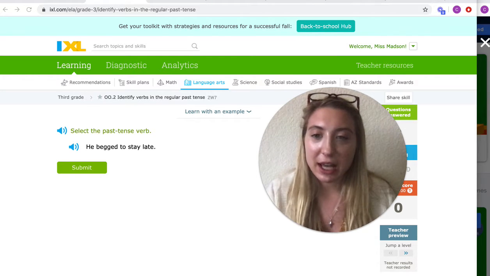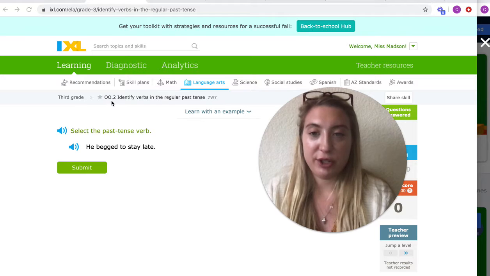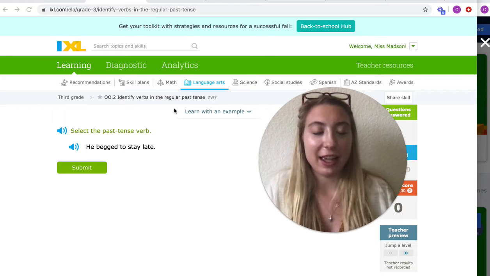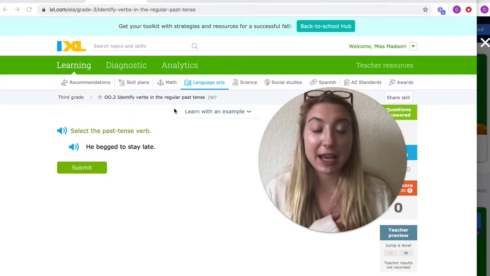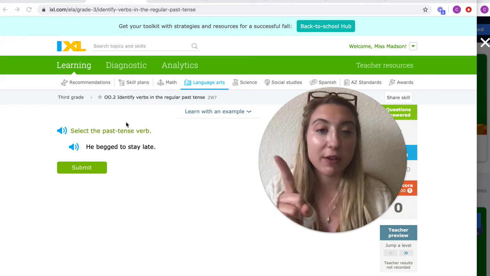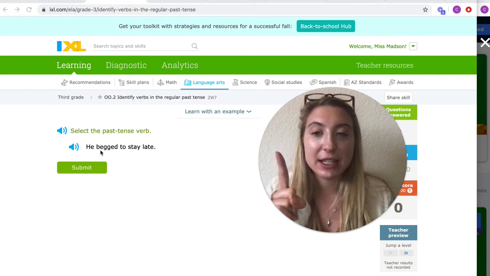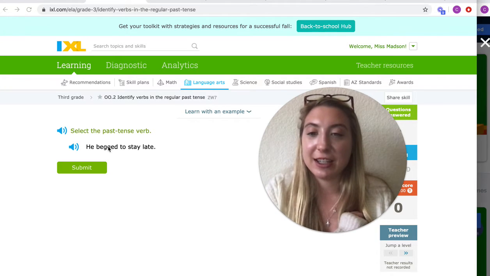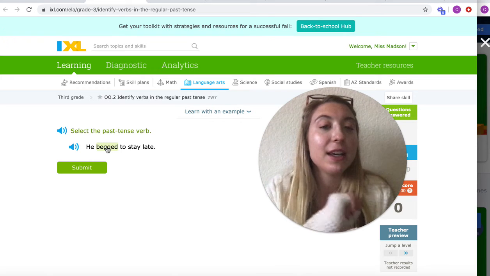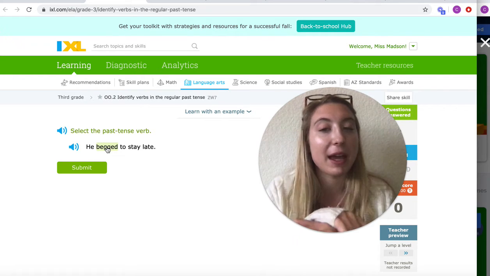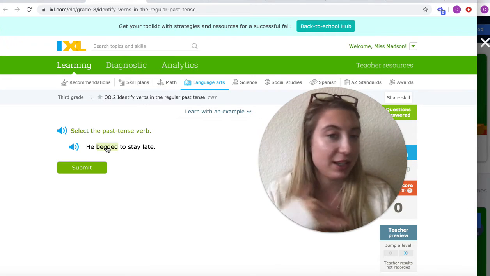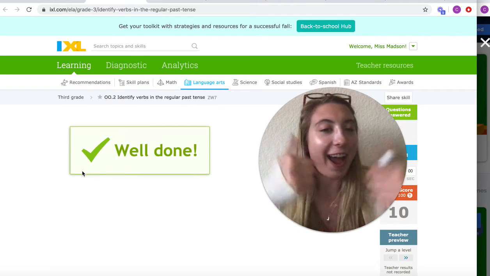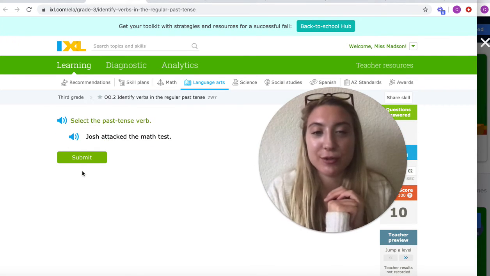So as I read this right here, it is 002, identify verbs in the regular past tense. He begged to stay late. As I know, the regular past tense is going to end in an ED. This was one of our special ones where it ended in consonant, vowel, consonant, which means we double our consonant. GGED. So I'm going to go and say begged is my verb in the past tense because he begged. It means he did it in the past. It's already done. I'm going to click it and highlight it and then press submit. Well done. Okay, so let's do two more together as an example.